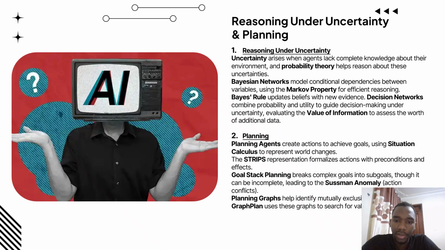Planning. Planning agents create actions to achieve goals using situation calculus to represent world changes. The STRIPS representation formalizes actions with preconditions and effects. Now, goal-stack planning breaks complex goals into sub-goals, though it can be incomplete, leading to the Sussman anomaly, action conflicts. Planning graphs help identify mutually exclusive actions, and graph planning uses graphs to search for valid actions.